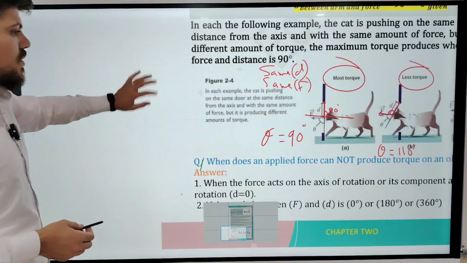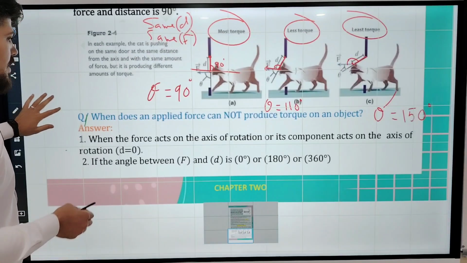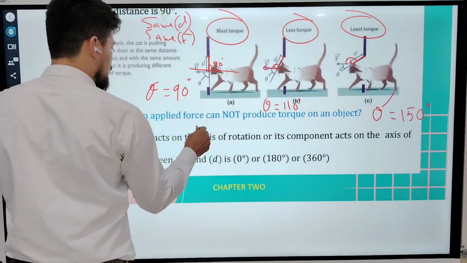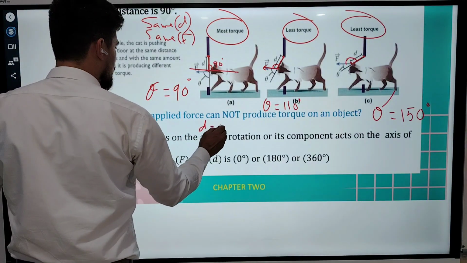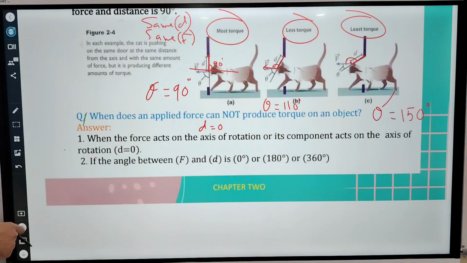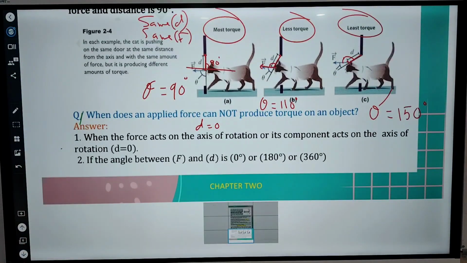When can an applied force not produce torque on an object? When the force acts on the axis of rotation. Why? Because when the force acts on the axis of rotation, its distance becomes 0. So that is why no torque is produced. Or if the angle between force and distance is 0, 180, or 360 degrees.